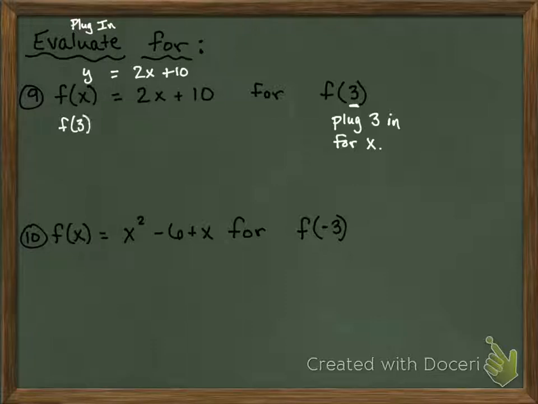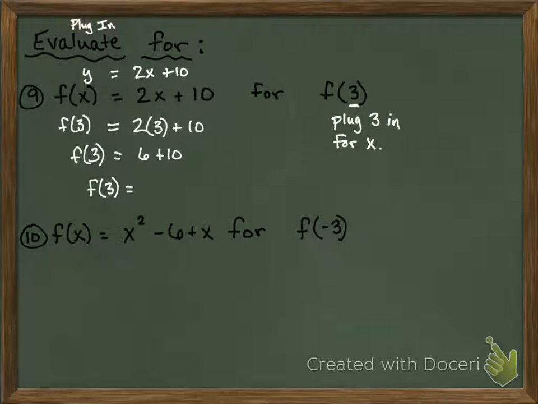So f of 3 is really 2 times 3, all right, plus 10. And so f of 3, okay, is equal to 2 times 3 is 6 plus 10. And so we say that f of 3, or f at the point 3, is equal to 16. Okay, it's just like saying y equals 16 if we were to plug it into this equation up top.